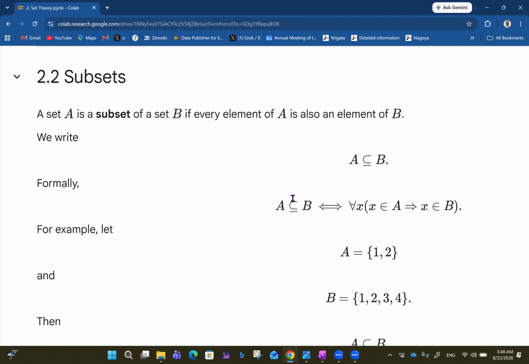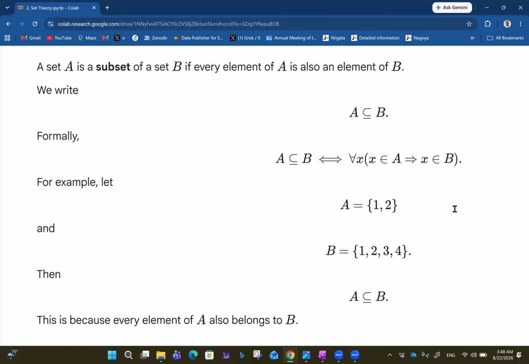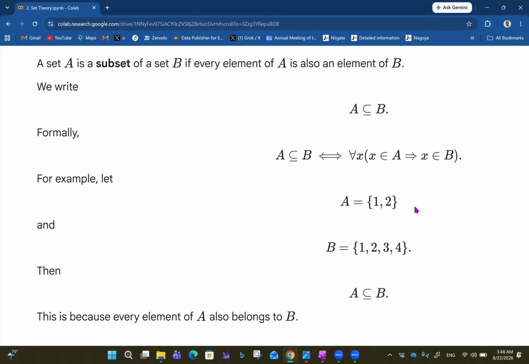So formally, we say A is a subset of B implies that for every X, X belonging to A implies that this same X belongs to B. For example, let A be equal to 1, 2, and B be 1, 2, 3, 4. Then we say that A is a subset of B because the elements in A are also contained in B. This is because every element of A also belongs to B.